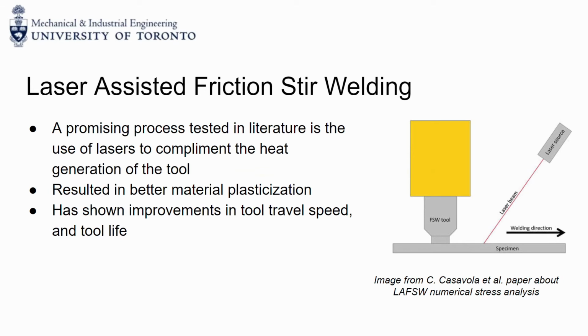Next up, laser-assisted friction stir welding. There have been some studies in literature that have used a laser source as a supplementary heat source during the friction stir welding process, which have shown to reduce the load on the tool, and as a result allow the tool to go faster in the material and allow you to weld faster.